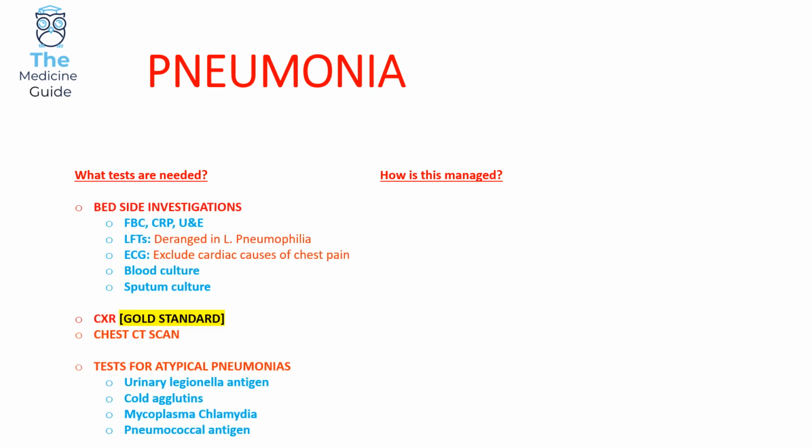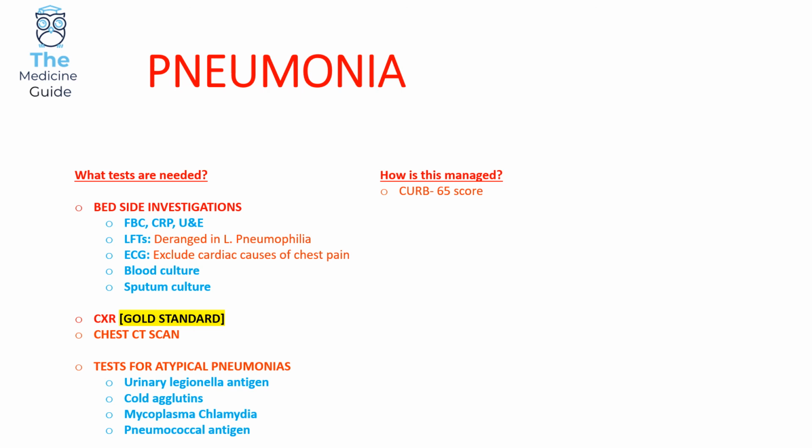Now, looking at the tests, we need to perform a full blood count and CRP as part of our bedside investigations. We need to perform LFTs because the LFTs are deranged in Legionella pneumophila. We do an ECG to exclude cardiac causes of chest pain. We need to perform a blood culture and sputum culture. A chest X-ray is your gold standard in pneumonia. We can follow it up with a CT scan of the chest.